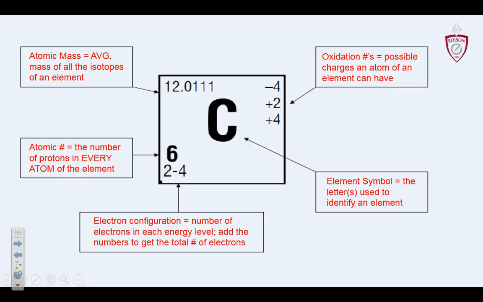Last but not least, oxidation numbers. These are the possible charges on an ion of an element. Not an atom, typo. These are an ion. Fix that so you can see that carbon could have a -4, a +2, or a +4. We will get into that even later. Yeah, fix that in your notes. Possible charges of an ion. Wow, extra points. Look at you.